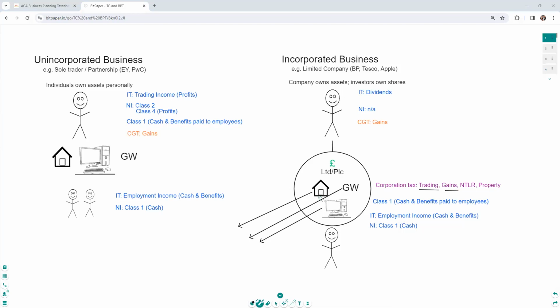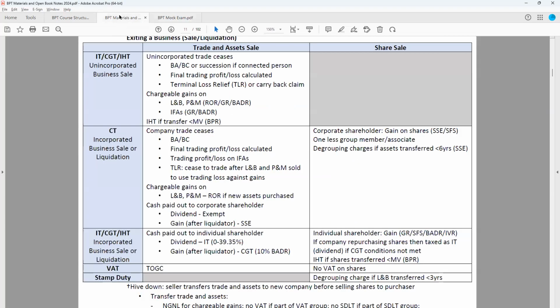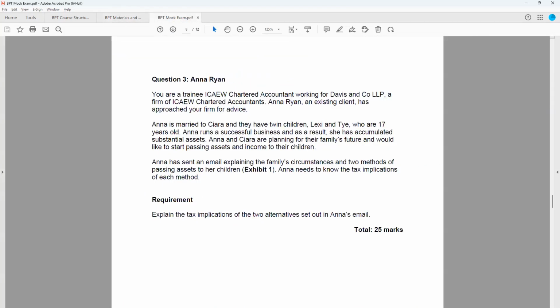But allocate your time to each topic. Make sure that you answer all parts of the question so you can get the easy marks on each, and then make sure you've got a useful set of notes which you've had a lot of practice with, so that you become really efficient at using them in the exam.